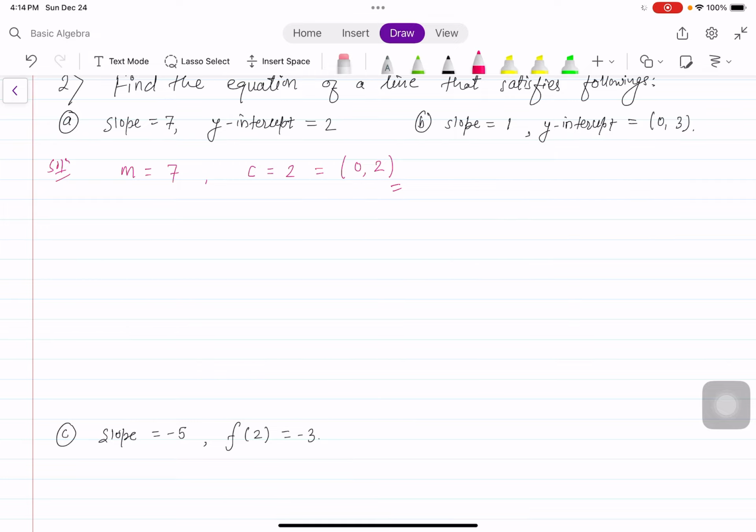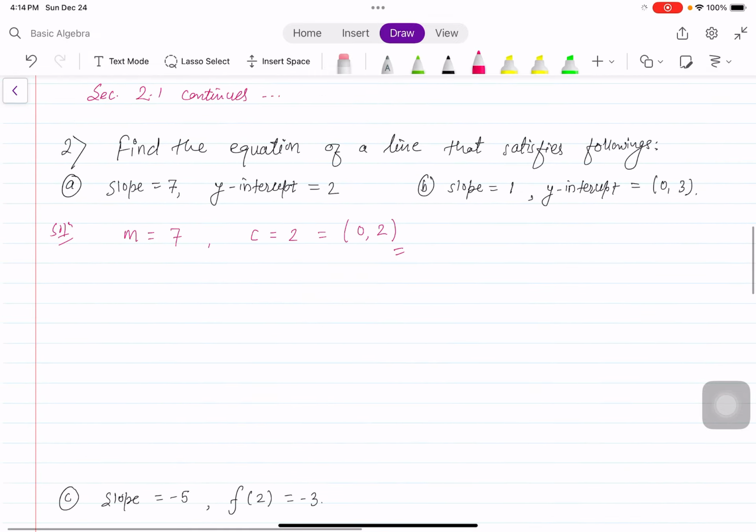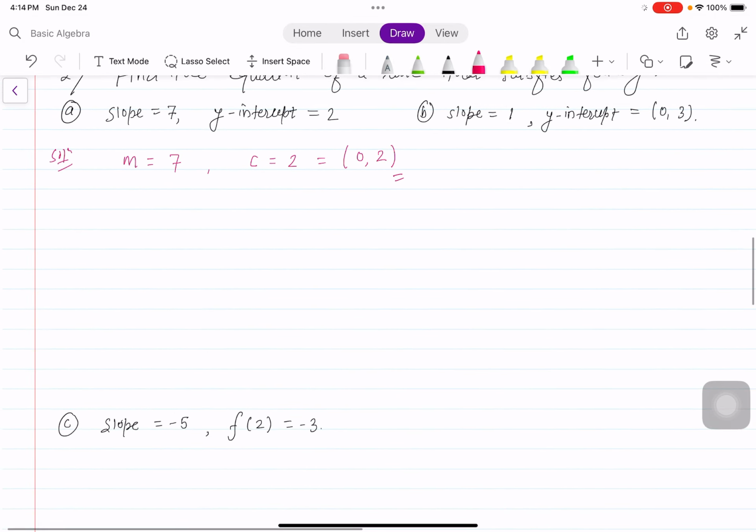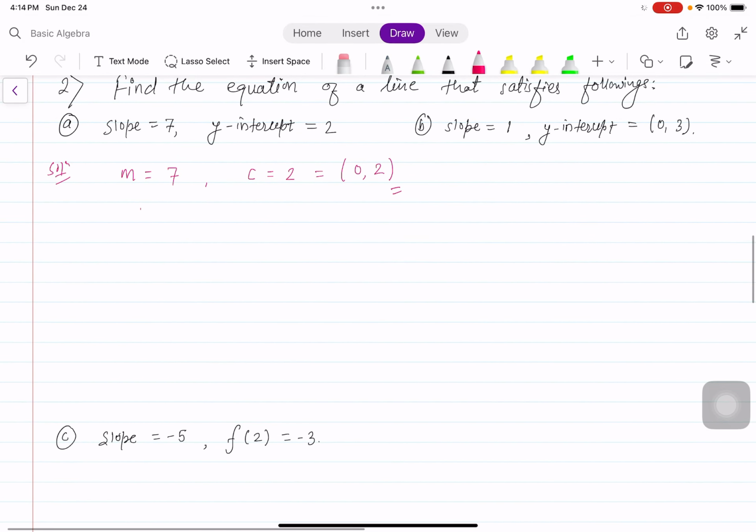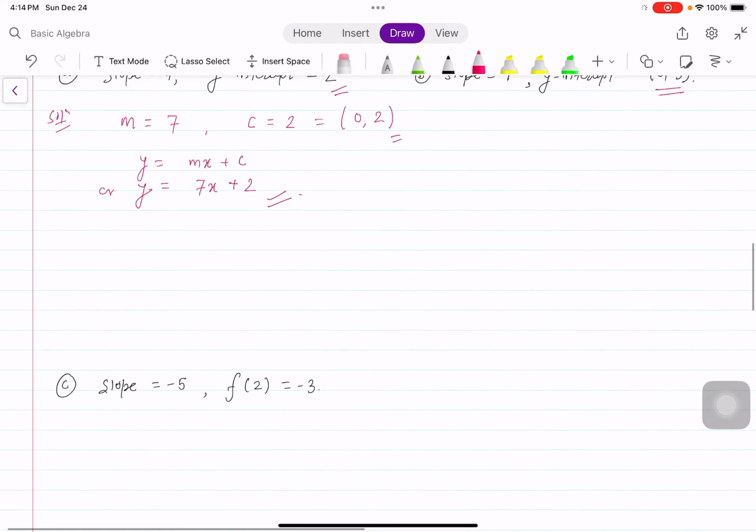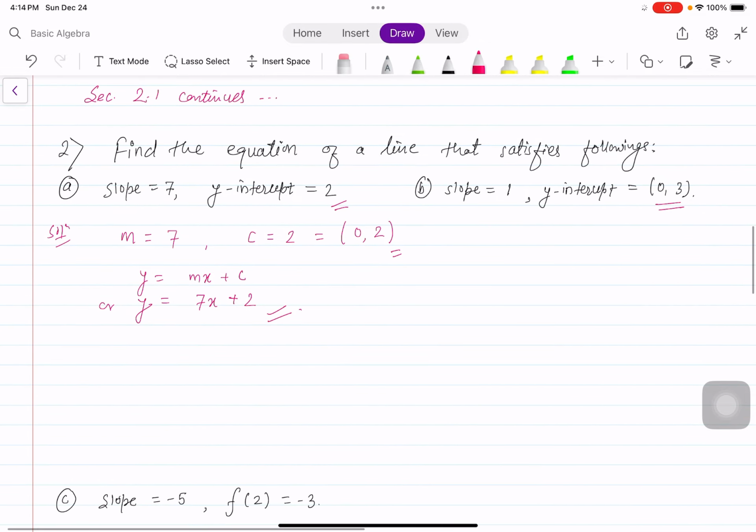Now since this is the slope intercept form, m and c, we plug these values into that equation, mx plus c. So y equals 7x plus 2. So this is the equation of a straight line that satisfies number A. Similarly, number B is exactly similar. There is no difference. It's just that the y-intercept is given in the point form. I recommend you do this number B.